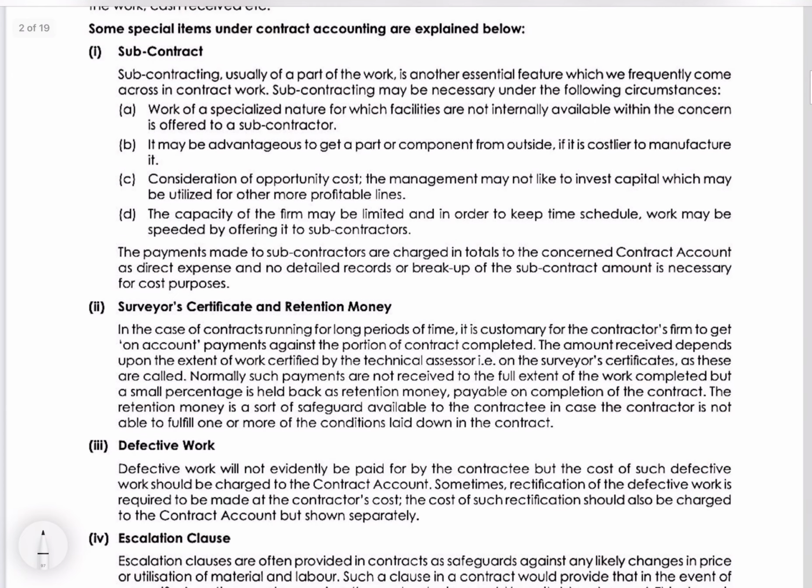Then we come across something called subcontract. Subcontract is giving the contract. If you have taken the contract from the government, and some portion of that you have given to some other person to do that work, that is called subcontracting. Giving some work of the contract you have taken to some other person on contract is called subcontracting.